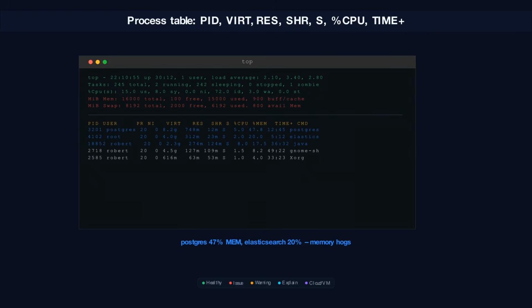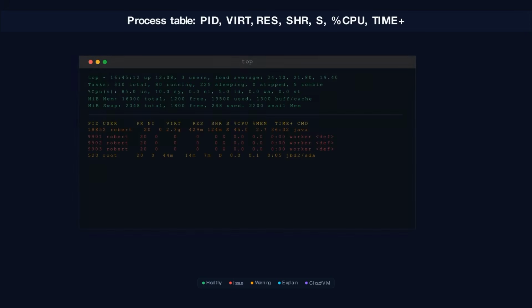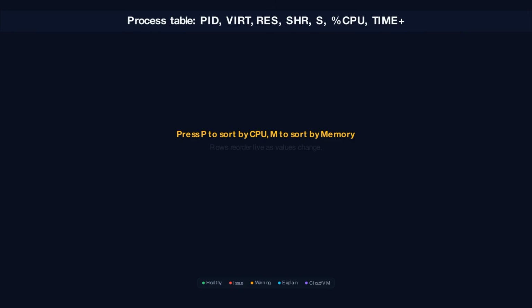%CPU shows how much CPU the process used in the last sampling interval. %MEM shows its share of physical RAM. TIME+ is the total CPU time consumed since the process started. Think of it like an odometer. It only goes up. COMMAND shows the program name. Press C to see the full command line with arguments.